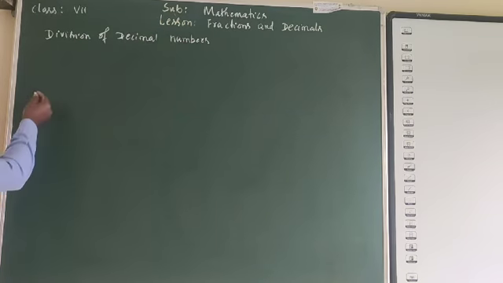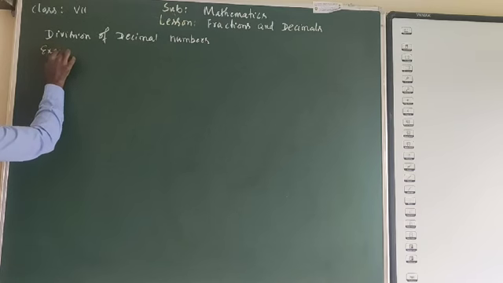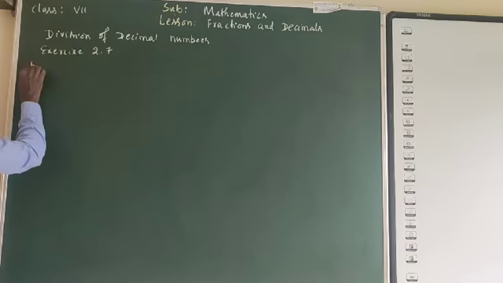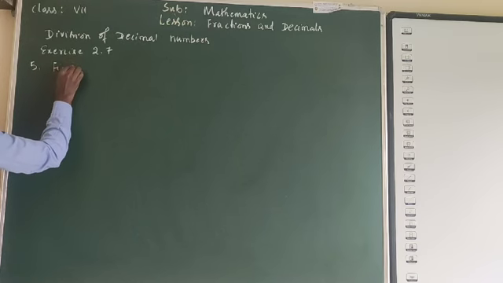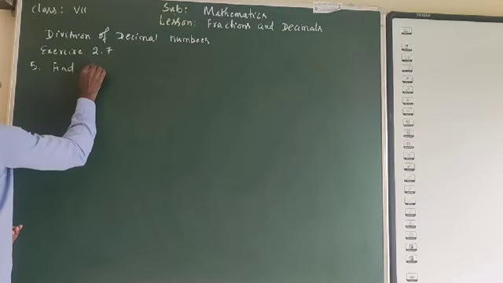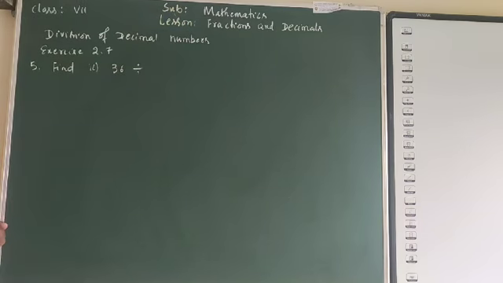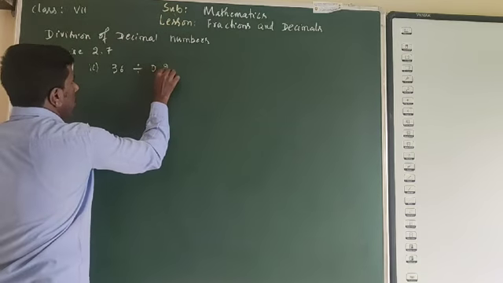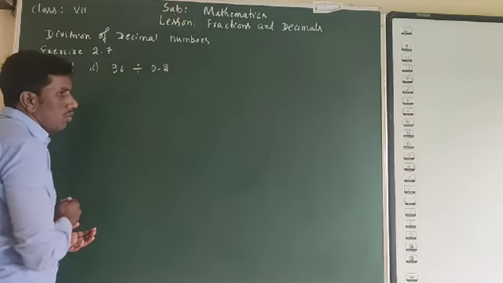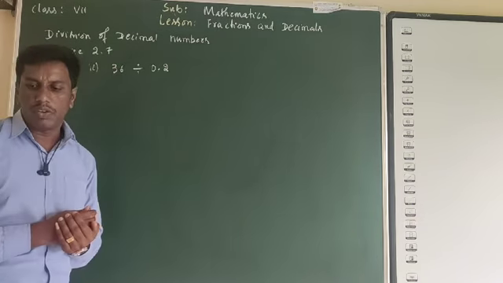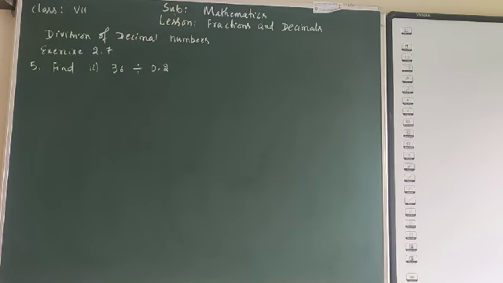In the fifth main exercise 2.7, I solved the first question. I'll go for the second question directly, that is 36 divided by 0.2. I think I have given this as homework, but people are not doing the homework. If you have done that, just cross verify whether your answer is correct or not.